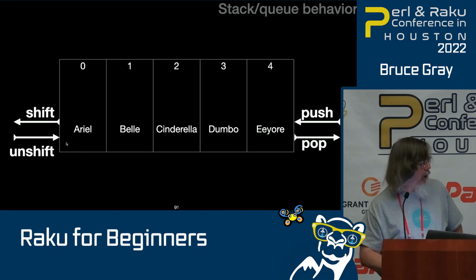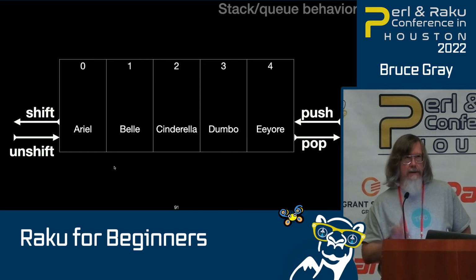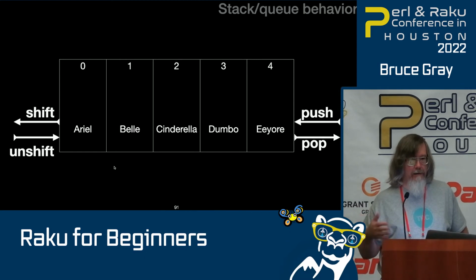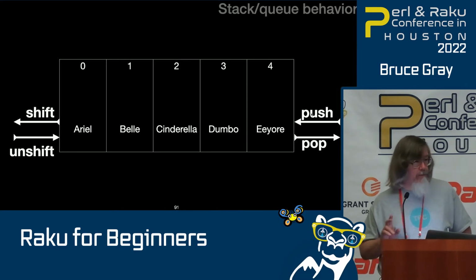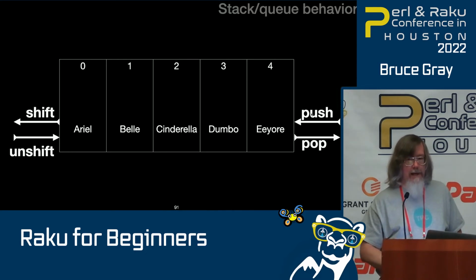If you only use push and pop and never the other two, then you've created a stack. We don't need a separate type for that. You just use it like that and it's a stack. If all you use is shift and push, then you've got a queue. No special type needed.